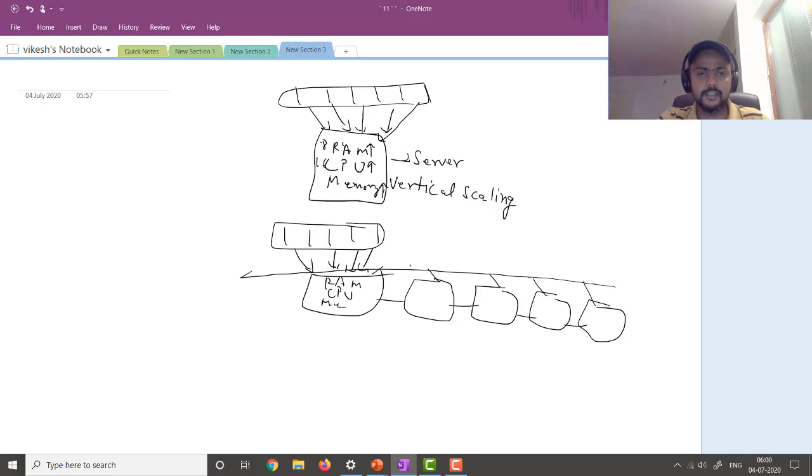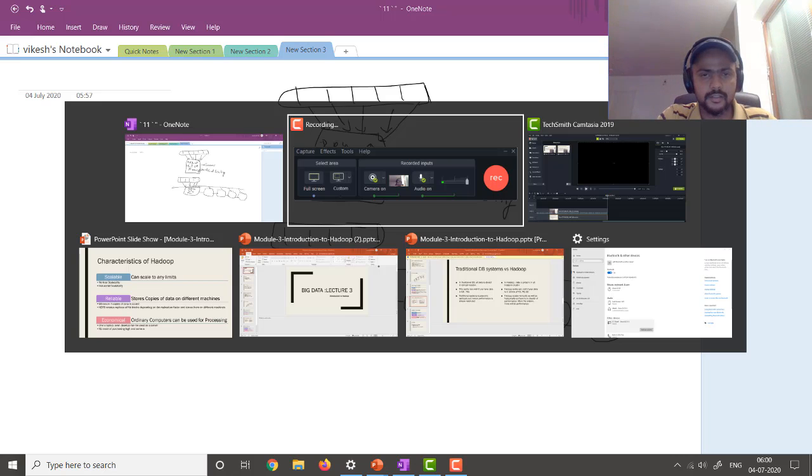So you see the difference. In case of vertical scaling, you're not increasing the number of machines, but you're increasing the power of the existing machine. But in case of horizontal scaling, you are not increasing the power of the same machine. Instead, you are spinning up more similar machines to increase the overall power of the system. That is what we mean by horizontal scaling, and that is the difference between vertical scaling and horizontal scaling. So let's go back to the slides.